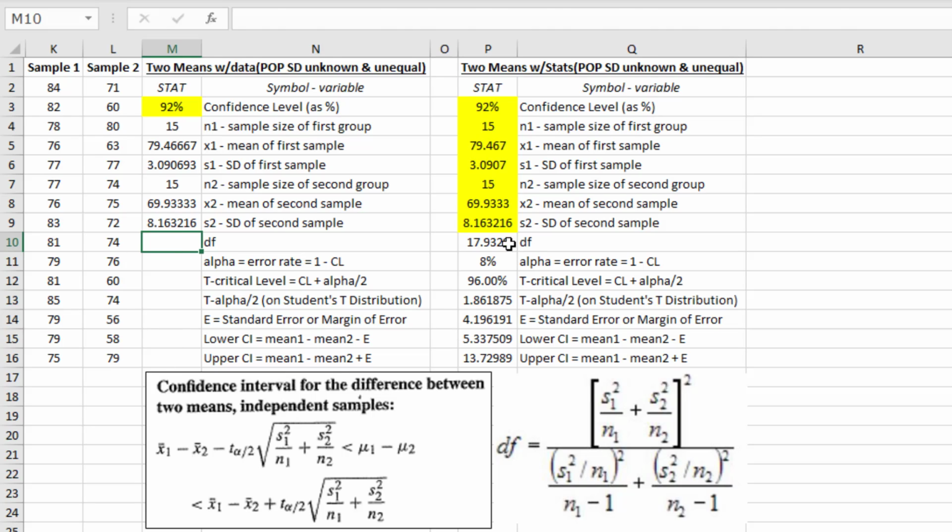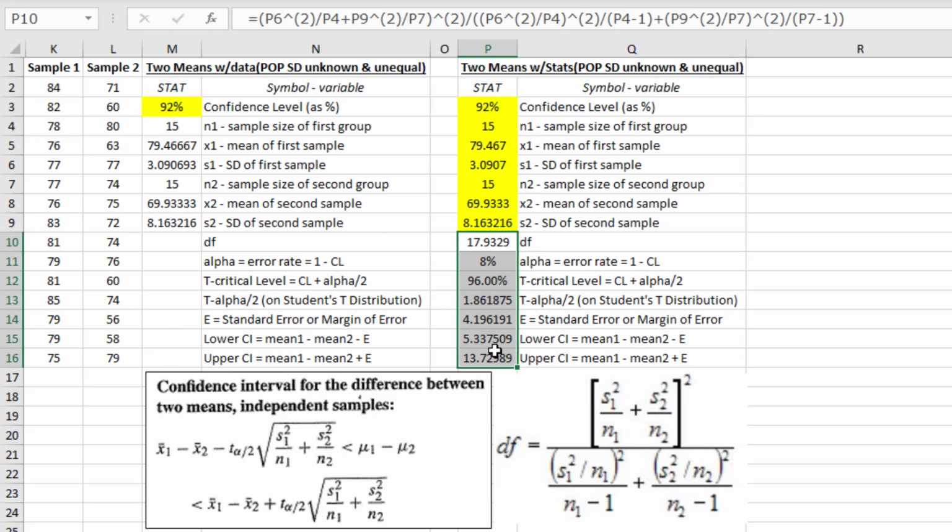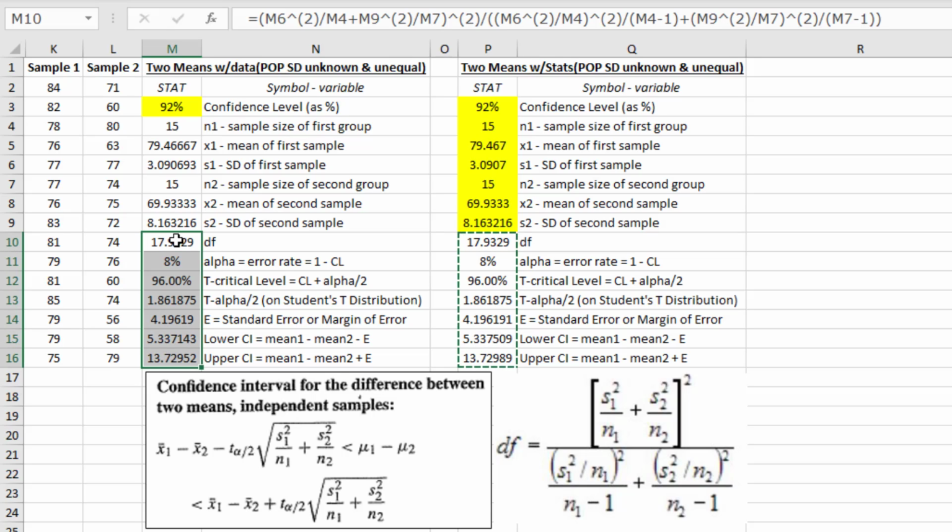Now to do all this, like I said, the easiest thing to do is just Control C, Control V, and there you have it. You get the exact same answer because you have the same stats from this set of data. Okay, so that's how we can do confidence intervals with two independent means.